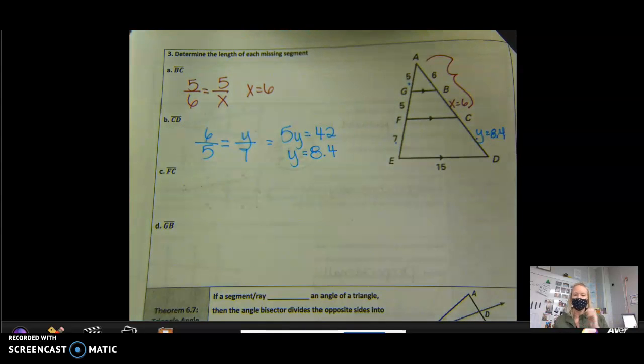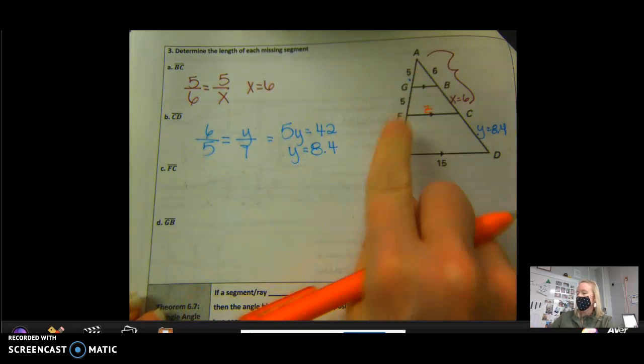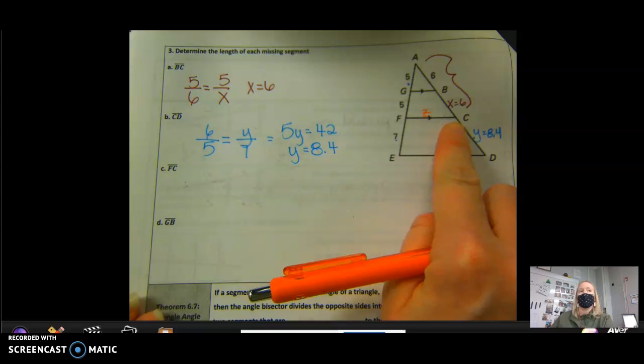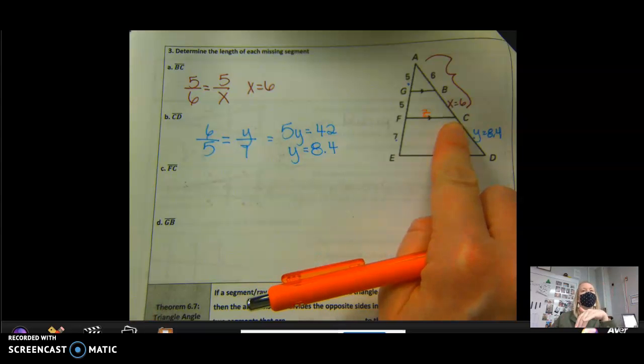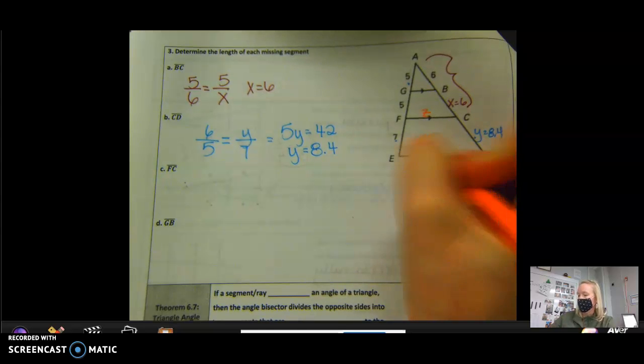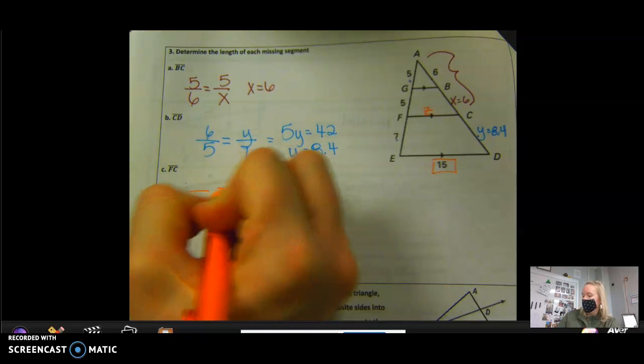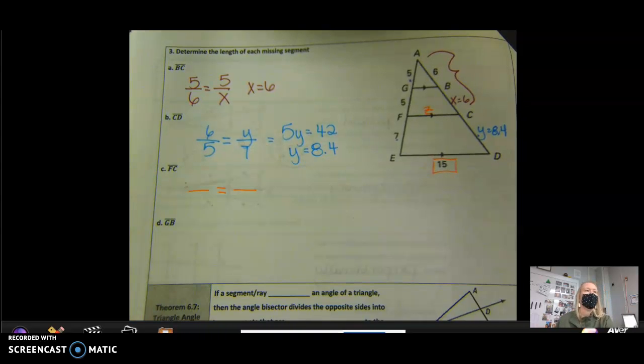Okay. F to C. Now F to C is across the bottom. So now we're going to have to use whole pieces of sides, okay? So I'm going to label F to C as Z. So what over what equals what over what? Oh, and look, they gave me 15. That's a whole piece across the bottom, right? So that's what I'm going to compare with that Z. So what should I put here? What over what equals what over what? I'd like someone new.